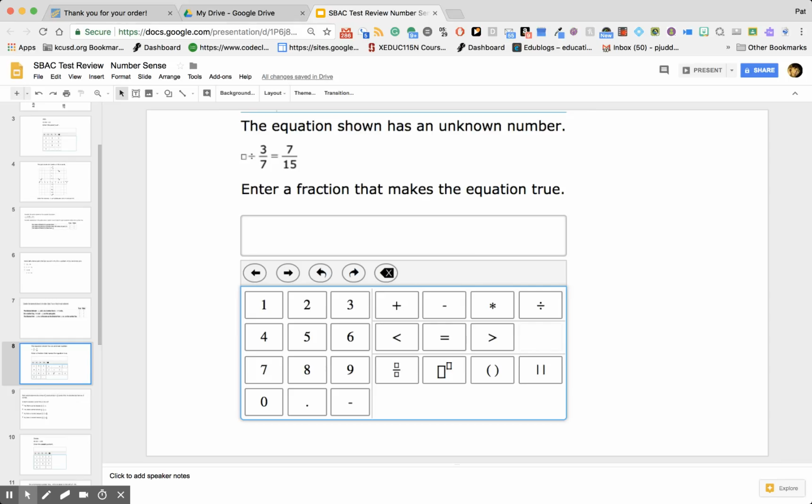Well, think about how you check division when you're using whole numbers. How would you check this to find out what your missing fraction is? Talk with the person next to you. Have a conversation. Take about 3 minutes.